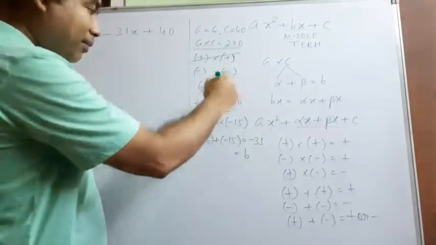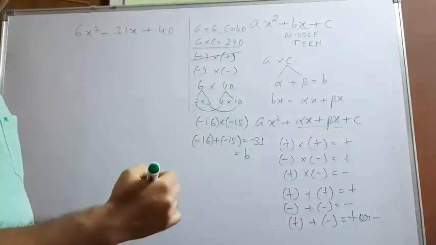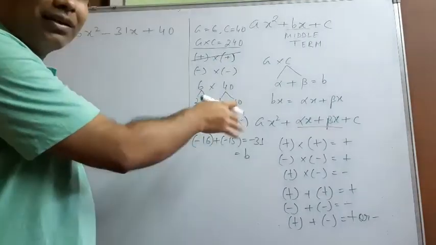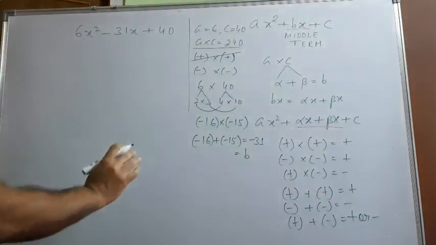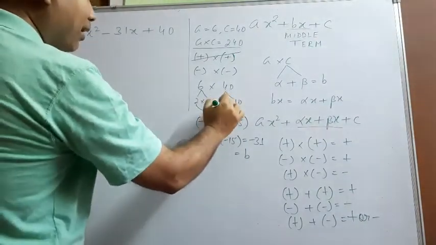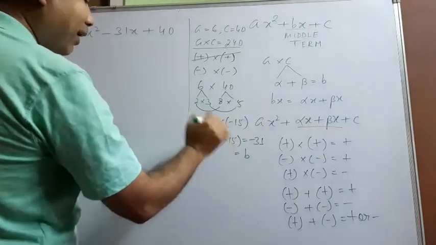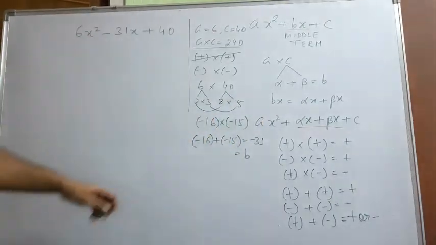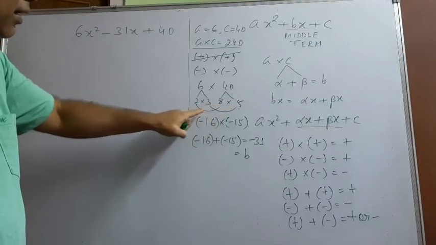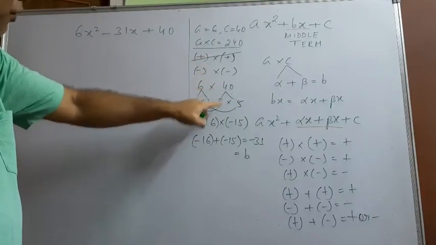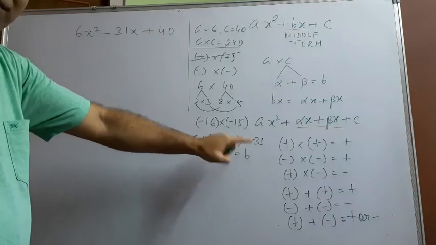Okay. So initially it may be difficult for you, but when you practice, you can easily come to know which pair you should take. So I have to take these two factors, minus 16 and minus 15, because if I combine 2 into 8 is 16, 3 into 5 is 15, so their product is 240 and their sum is 31.